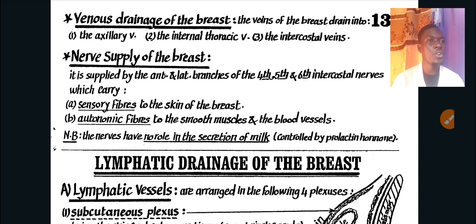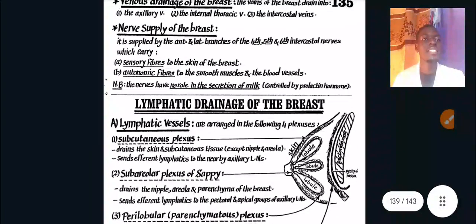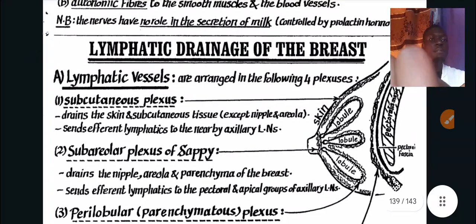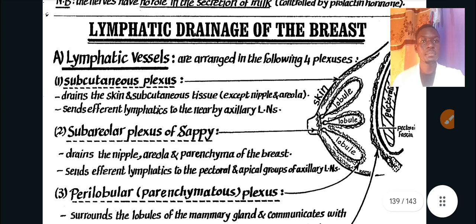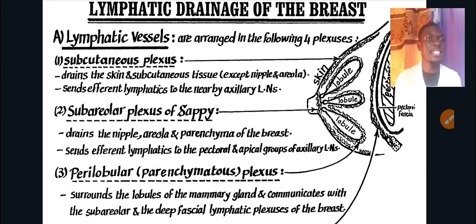Now we are going on to a very important topic, the lymphatic drainage of the breast. The breast has lymphatic vessels, and it has lymph nodes also. Now, the lymphatic vessels are arranged into 4 plexuses. We have the subcutaneous plexus, and this plexus actually drains the skin and the subcutaneous tissue, with the exception of the nipple and the areola. Actually, it sends efferent lymphatics to the nearby axillary lymph nodes.